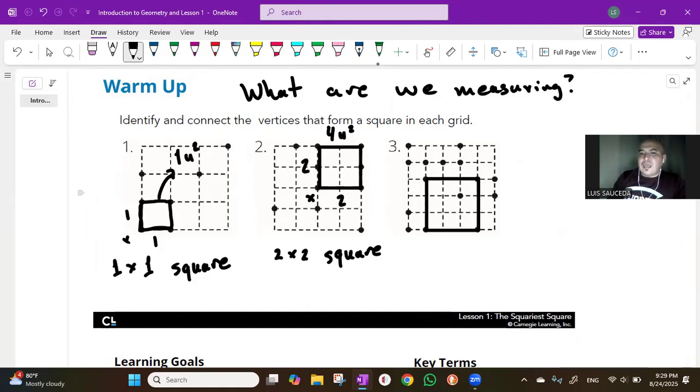Okay, so there you go. And if we count the sides, we're gonna count 1, 2, 3. So that's 3 on one side, and this is 3 on this side. So we know this is a 3 by 3 square.